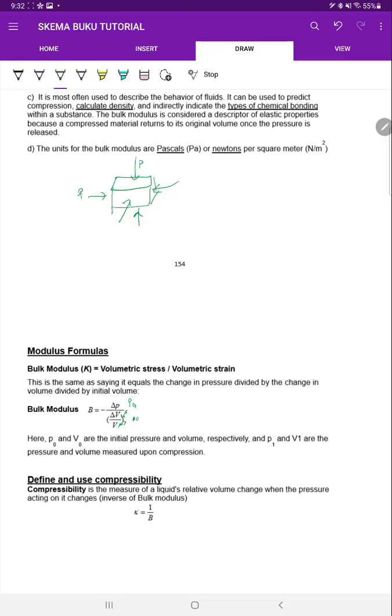So kat sini adalah no unit. So bulk modulus unit dia adalah Pascal ataupun Nm-2. Okay, bulk modulus maksudnya awak apply pressure in all direction. Maksudnya dia akan sama ada compress ataupun dia akan mengembang. So perbezaan delta V per V tu bila awak apply the force tu adalah maksudnya bulk modulus.